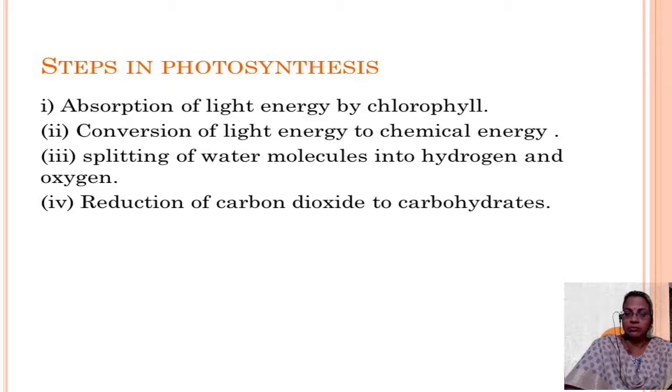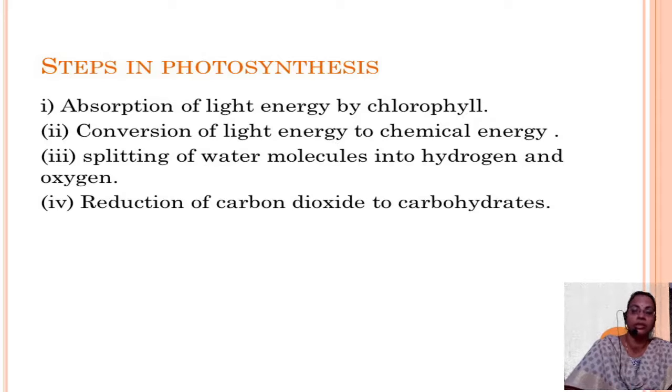Photoexcitation, the first step, that means absorption of light energy by the chlorophyll. Second one, photophosphorylation. That means the light energy will be converted into chemical energy, that is in the form of ATP, in the presence of sunlight. The third step is splitting of water. Another term is photolysis of water. So water will split and then protons and oxygen will be released.